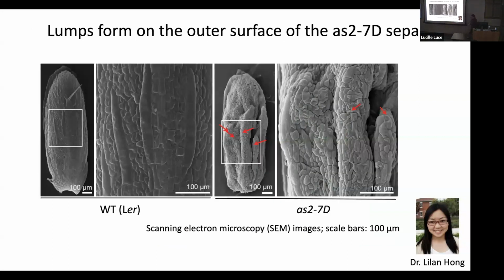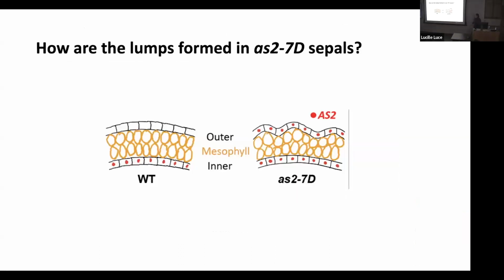If we take a closer look at that, here's wild type. You can see it's very smooth. Here's AS2-7D. You can see these folds, and you can also see outgrowths on it. And so the key question is, how are these lumps formed in this AS2-7D sepals? Wild type, if you look at a cross section of the sepal, we've got our outer epidermis, we've got our inner epidermis, we've got our mesophyll in between, and it's very smooth. In AS2-7D, the outer epidermis has all these wrinkles, the inner one's normal, and you've got the mesophyll in between.